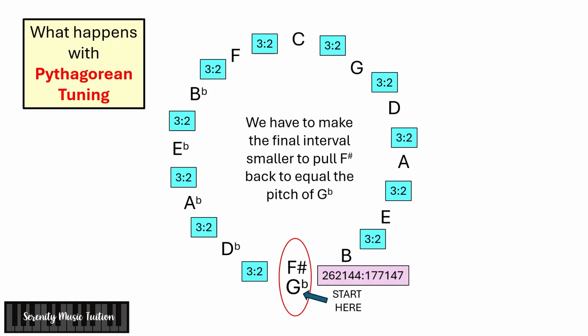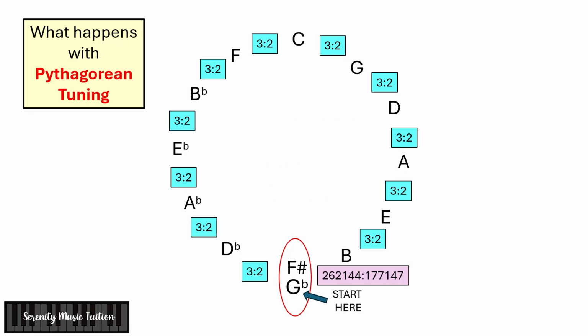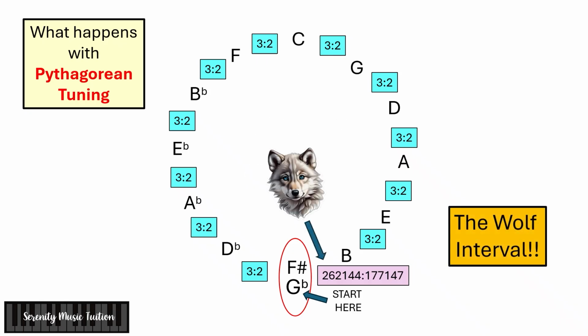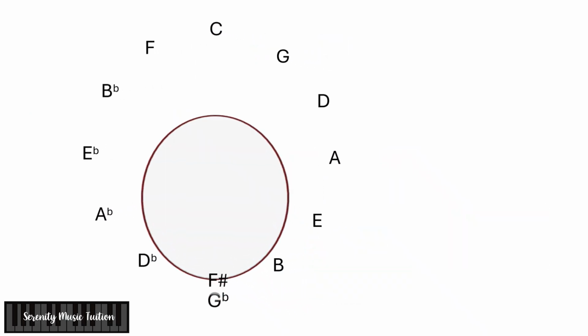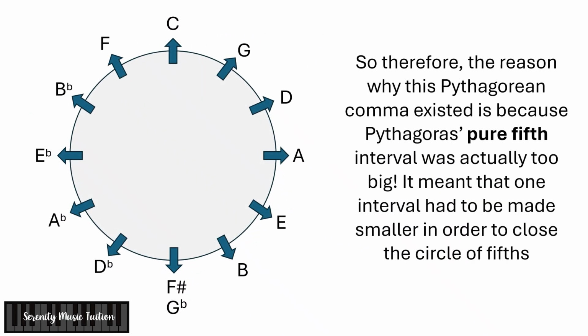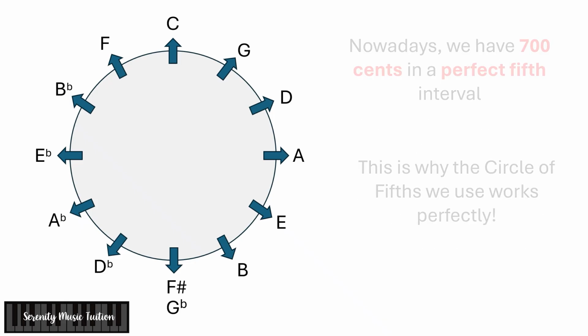This smaller interval has a ratio of 262,144 to 177,147 and is called the Wolf interval. So therefore, the reason why this Pythagorean comma existed is because Pythagoras' pure fifth interval was actually too big. It meant that one interval had to be made smaller in order to close the circle of fifths.